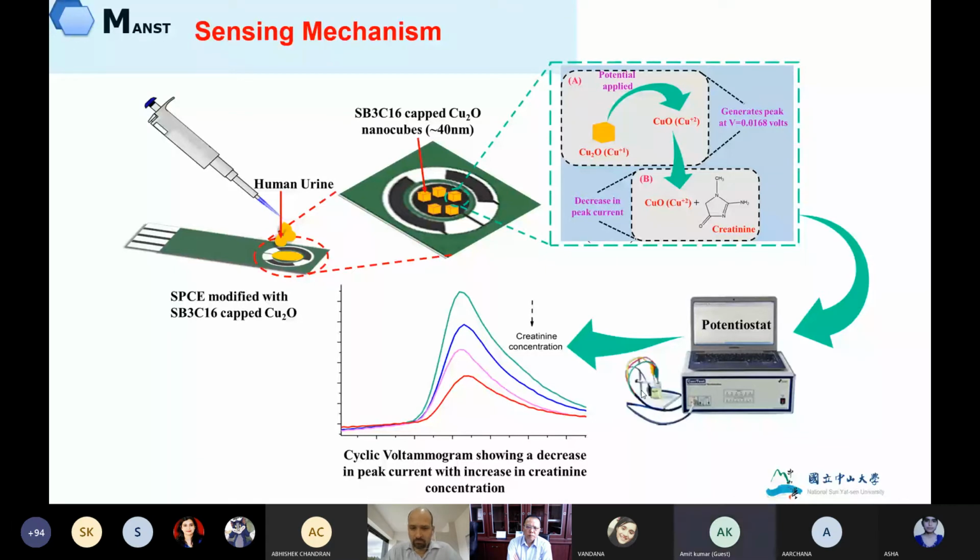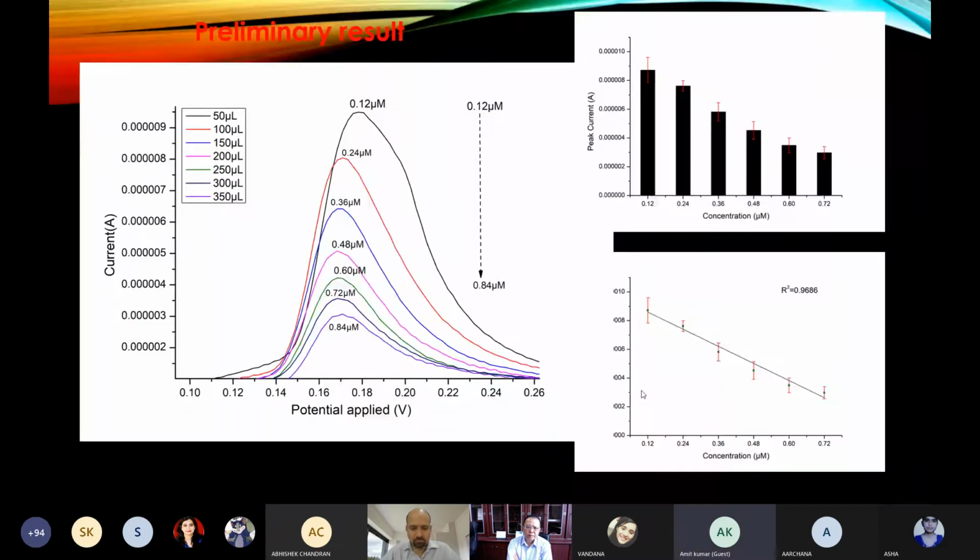And these are the preliminary results where we use about 0.12 micromolar to 0.84 micromolar. And the two graphs on the right show the repeatability test with very marginal error bars and a linearity of 0.96 R-square value.